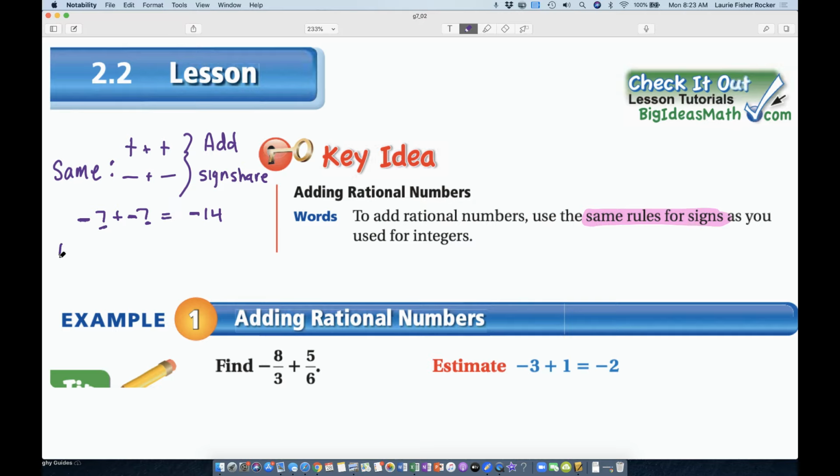And if you're looking at different signs, so adding a positive plus a negative, or a negative plus a positive, we can see that's kind of the same thing. We're going to subtract those numbers, subtract the absolute values, and then attach the sign that had more. So let's say we had -6 plus 8. We're going to subtract those.